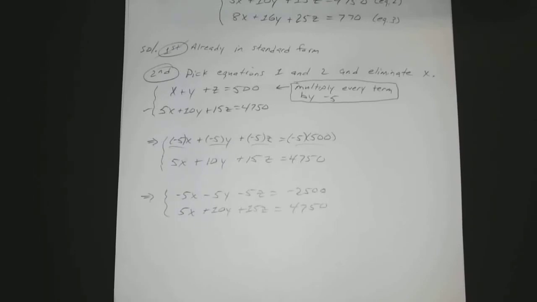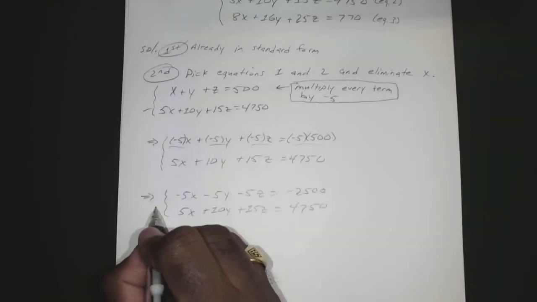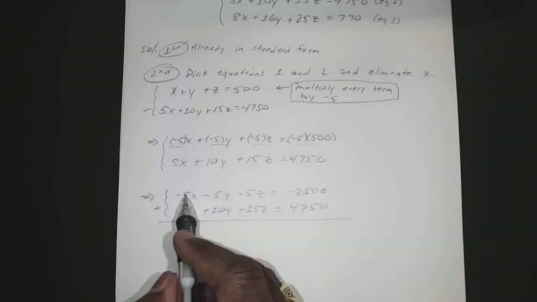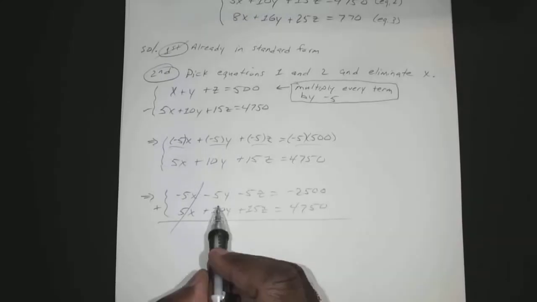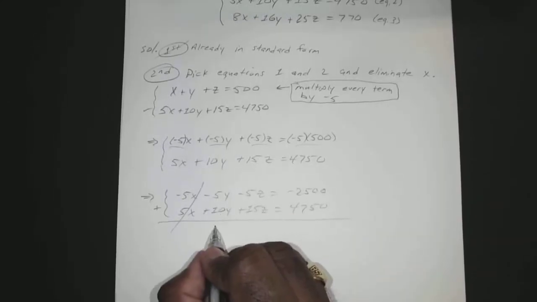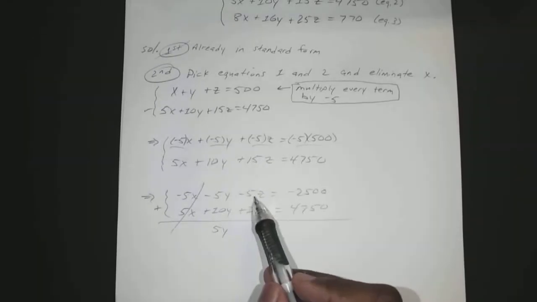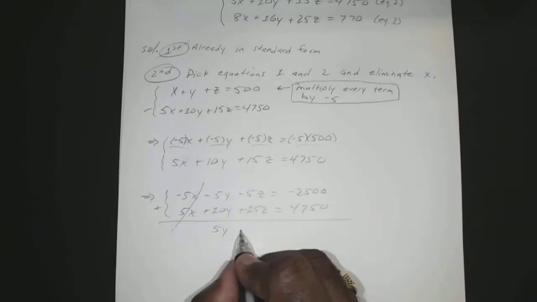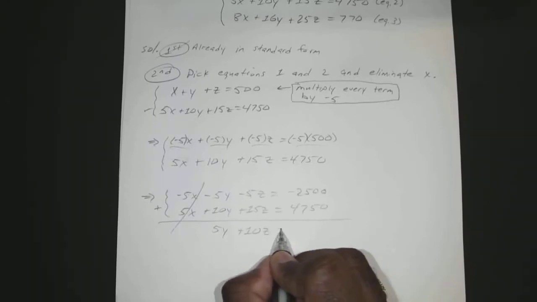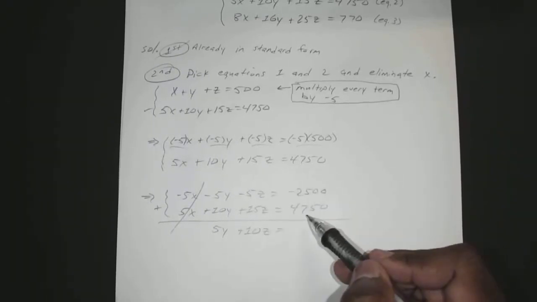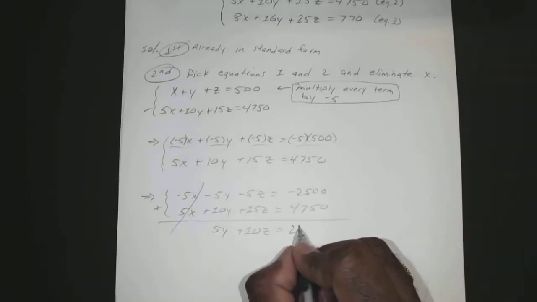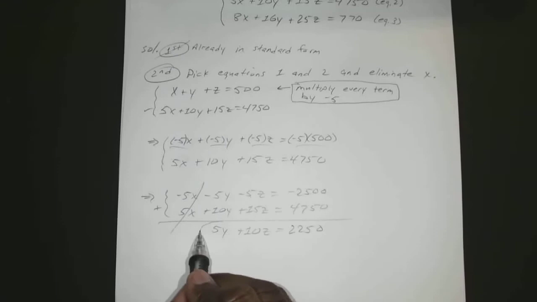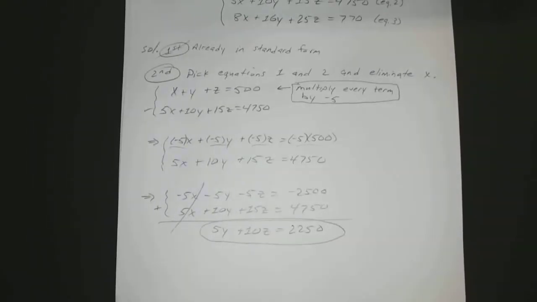Okay, so now when you add them together, your x's will disappear. Minus 5x plus 5x is 0, so that disappears. -5y plus 10y is positive 5y. -5z plus 15z is positive 10z. -2,500 plus 4,750 is 2,250. Okay. So you have your first two variable equation.